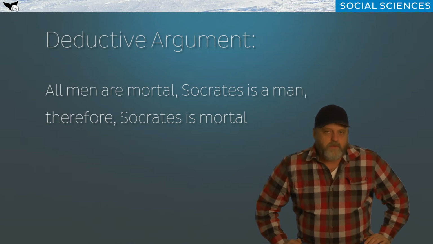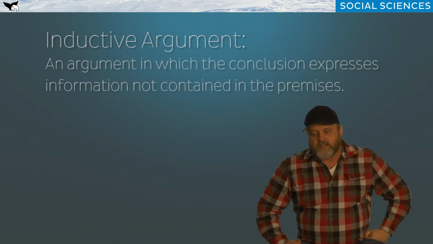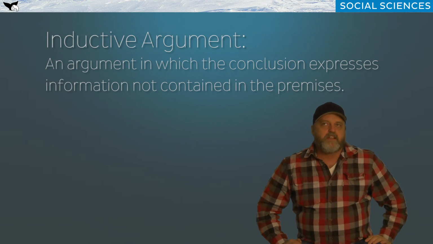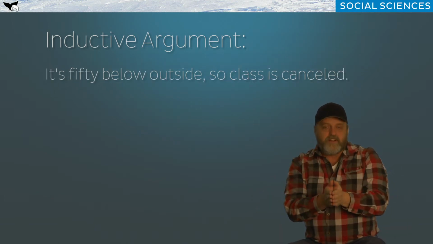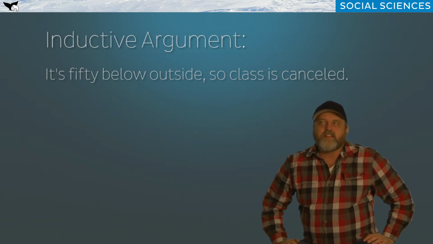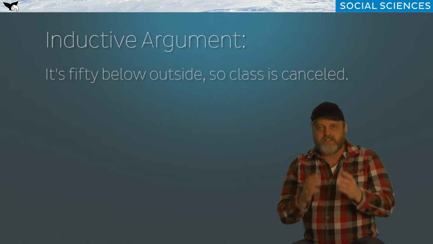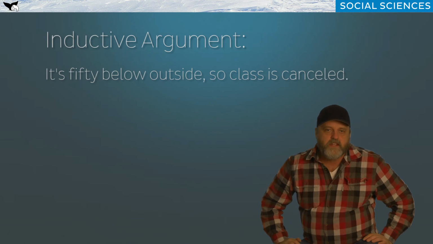On the other hand, we have what are called inductive arguments. And what an inductive argument does is it presents evidence for believing something that is a little bit beyond the information provided in the premises. So in the other example, it's 50 below outside, so class is canceled. In that argument, the conclusion doesn't obviously follow from the premise. There's at least information in the conclusion that you wouldn't find in the premise.